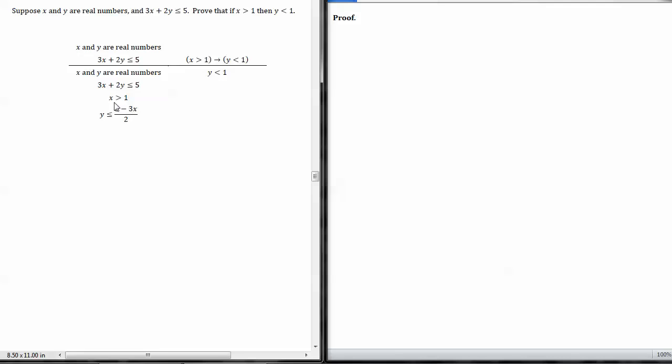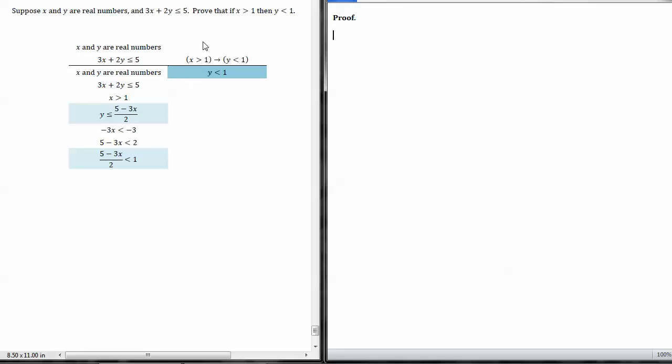So maybe we should take the other given inequality, x greater than 1, and try to build up to (5 minus 3x) over 2 on the left side. The first step would be to multiply each side by negative 3, which will flip the inequality sign around, since we're multiplying by a negative number. Then we add 5 to each side to get 5 minus 3x, and then divide each side by 2. Sure enough, we get exactly what we were hoping for: (5 minus 3x) over 2 is less than 1. Putting that together with our other inequality, we get our goal, y is less than 1. So let's write this proof out.